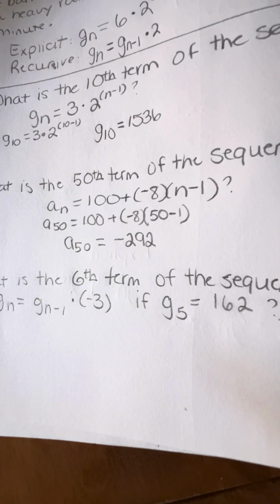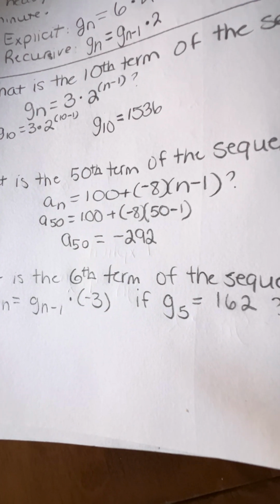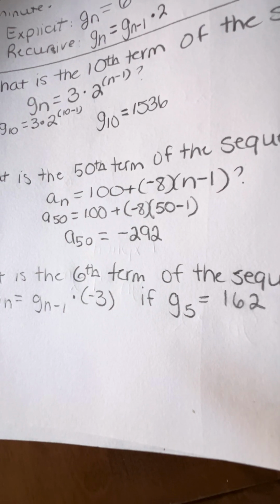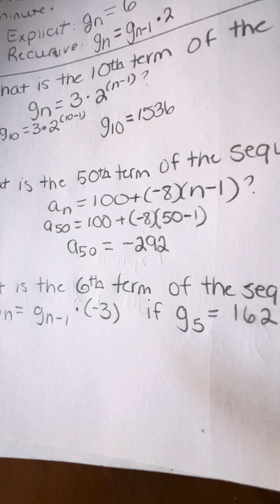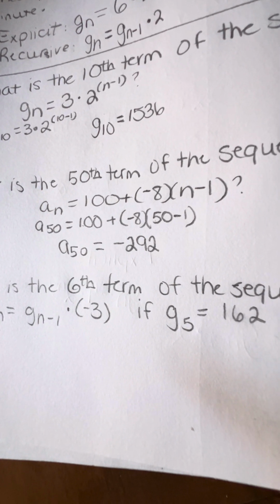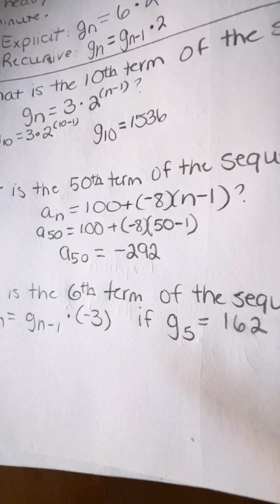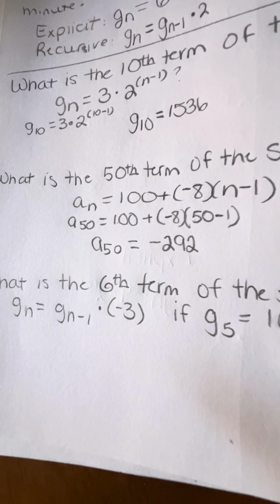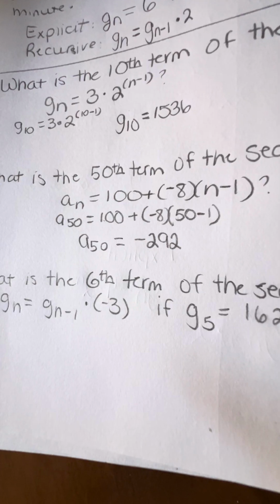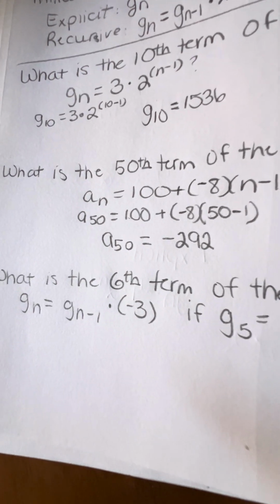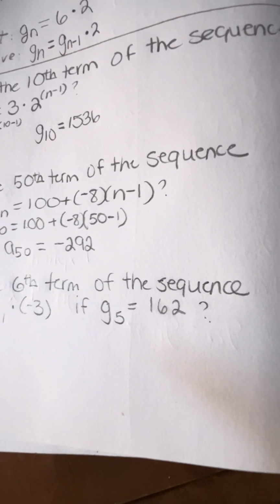And so when we're looking at that, with the recursive formula, we do need to know the number before the one that we're looking for. So we have to have that information either by finding it in the pattern or we're given that information, which in both cases we are going to be given. So we're going to look at what is the sixth term in a sequence.